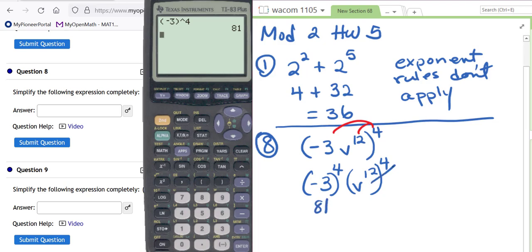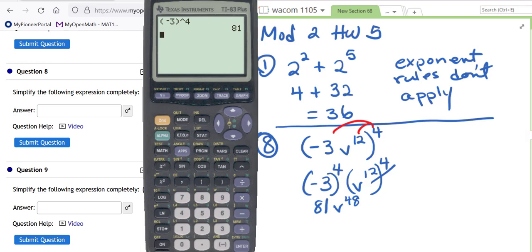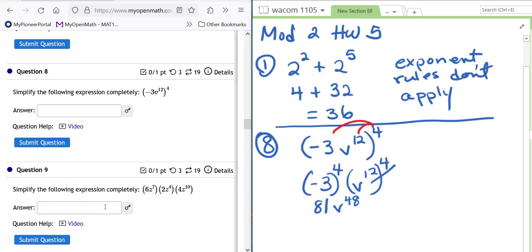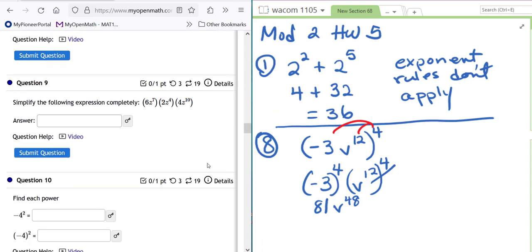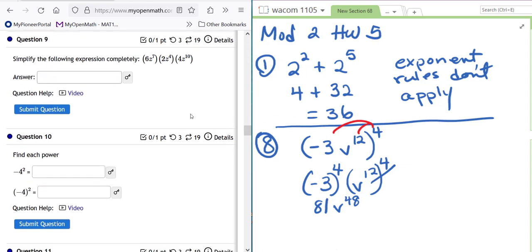For the variable, I will keep the base and multiply. So 12 times 4, I believe, is 48. So 81V to the 48. All right. I skipped 9. You're just going to rearrange that one, do your numbers, then do your Z's.